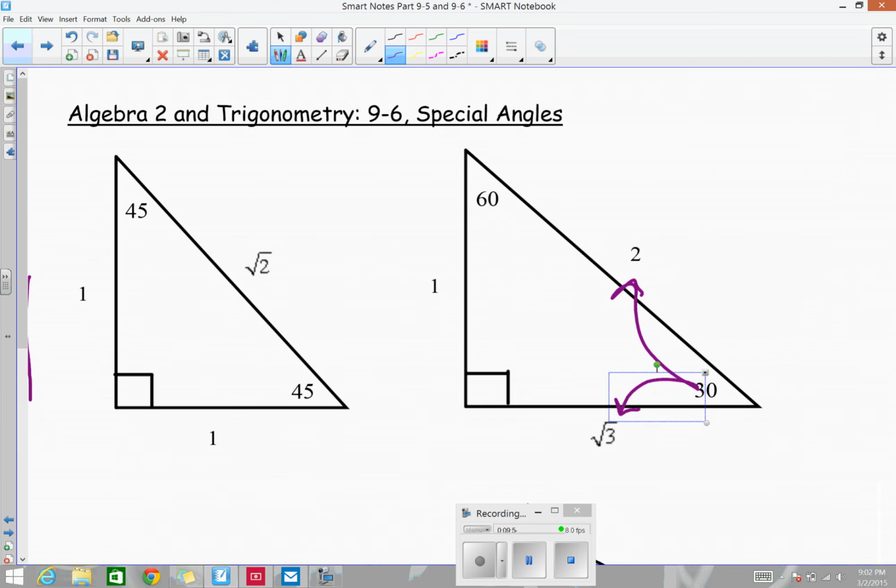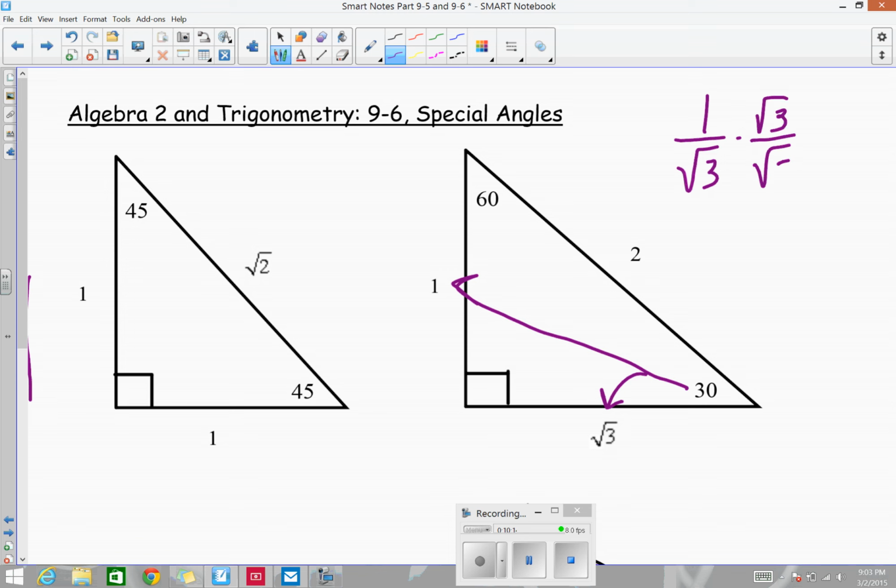Tangent is opposite over adjacent. So 1 over the square root of 3. But we rationalize, we don't leave square roots in denominators, so we rationalize by multiplying by the square root of 3 over the square root of 3, and we get square root of 3 over 3. So that's our tangent.